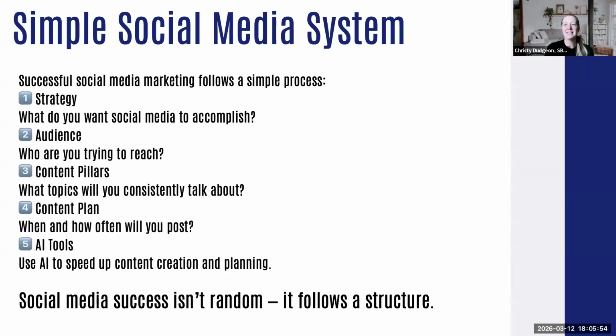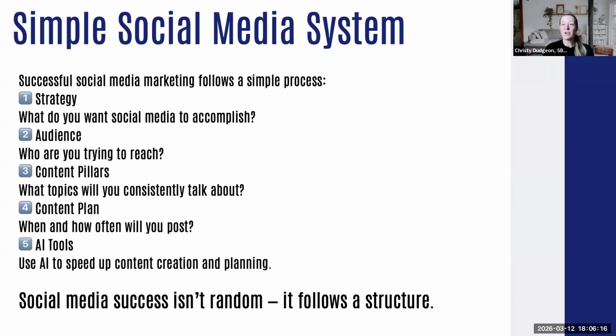So a simple social media system. Successful social media marketing follows a really simple process. Yes, it can get complicated, right? But this is kind of the flow of the process. First, we need a strategy. What do we want our social media to accomplish? Second, who is our audience? Who are we trying to reach? Who are we trying to talk to?